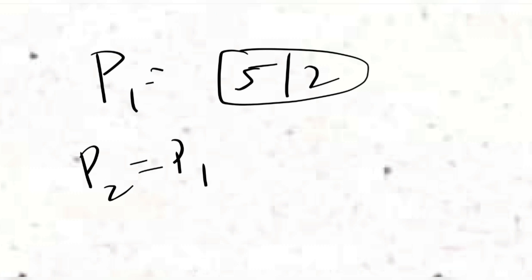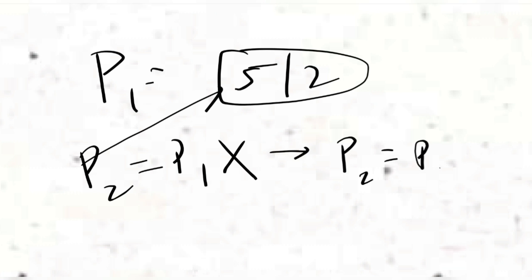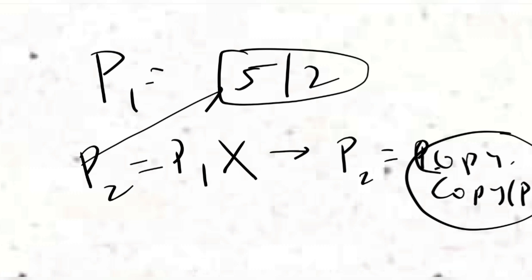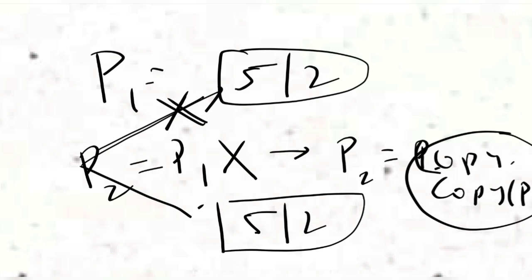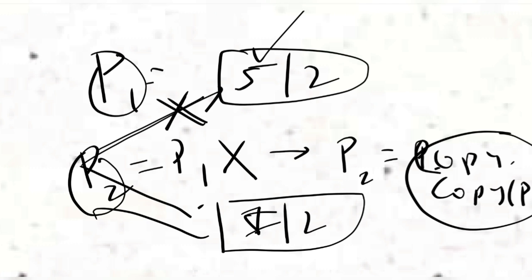See, p1 was here, p1 had 5 and 2, then I wrote p2 is equal to p1. At that time p2 will also point to the same thing. But instead of this, if I wrote p2 is equal to copy.copy of p1, p2 will not point here, p2 will point to another object of the same data type. So if I make p2 dot x is equal to 7, p1 will remain the same only.